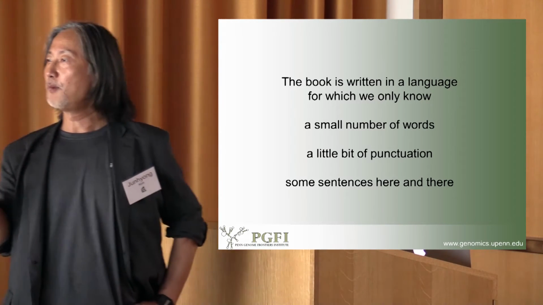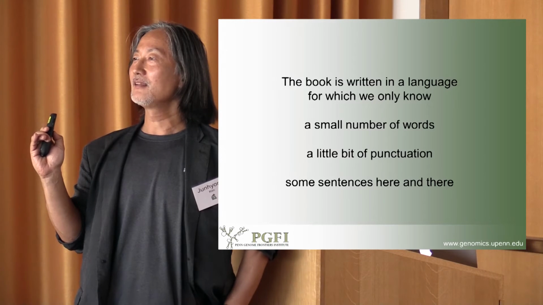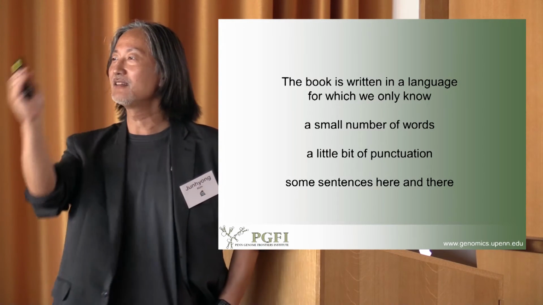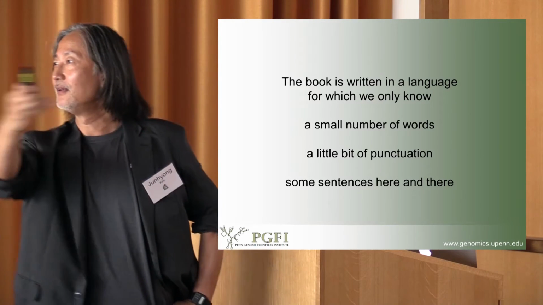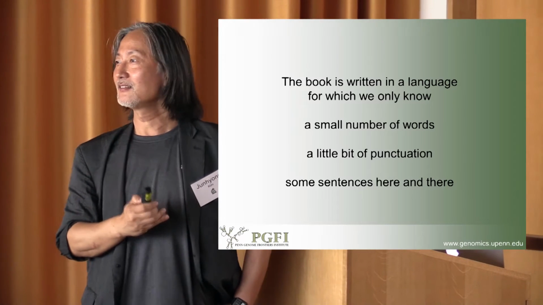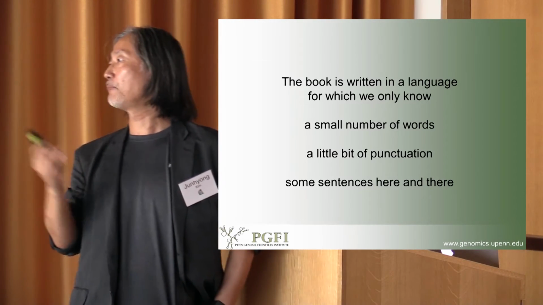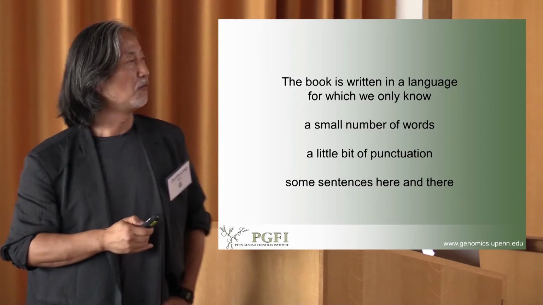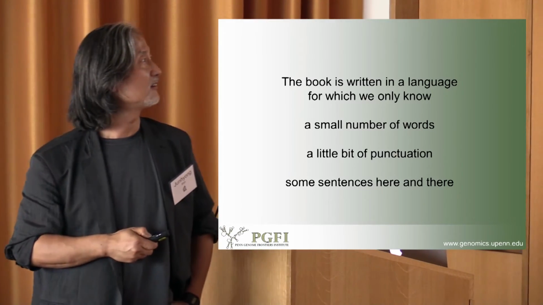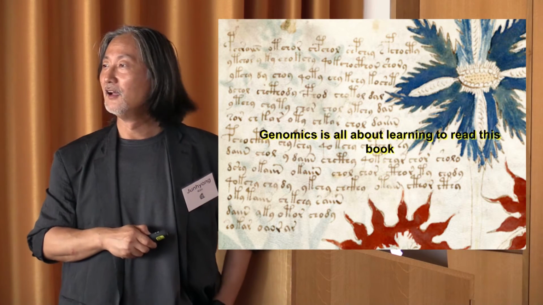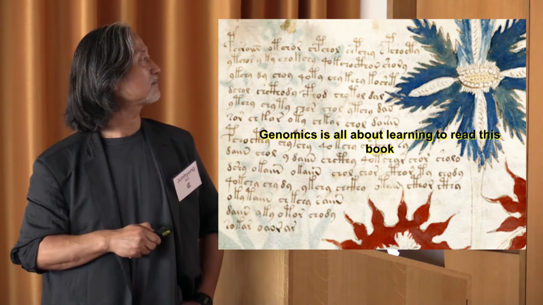We know a little bit of punctuation. That means we don't know where the information starts and ends. There are 3 billion letters in a row. We know that the information comes in little packets, but we don't know where that punctuation is. And we know some sentences here and there. So genomics is all about learning how to read this book.